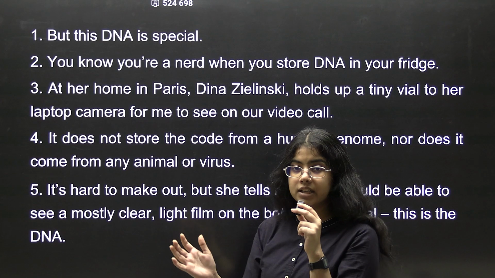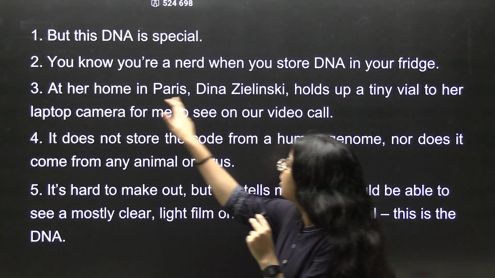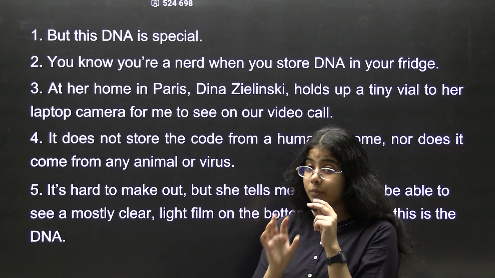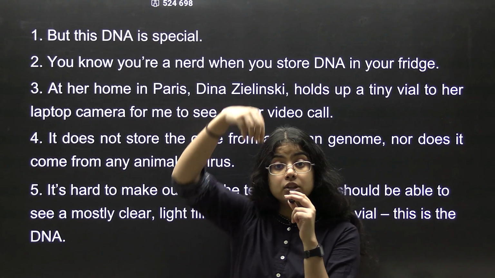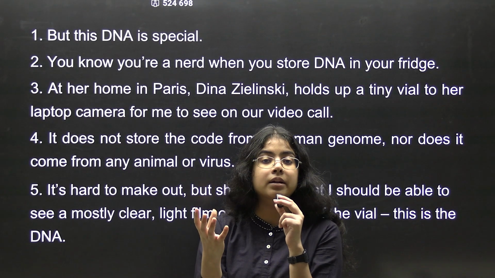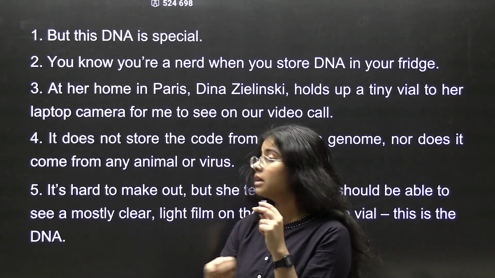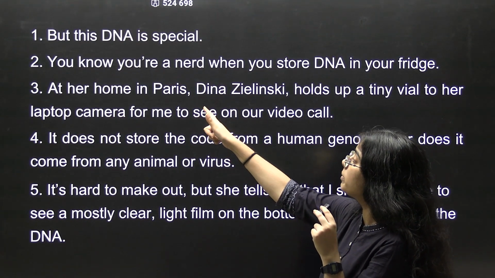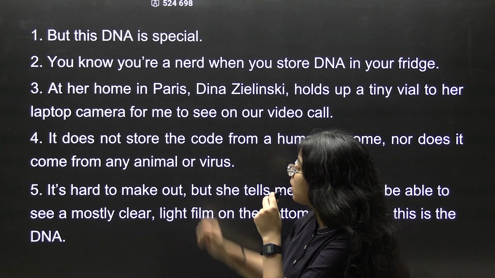Now, a lot of you can argue that 3 can also be an opener, because the name is given right here. But whenever you get stuck, always compare the statements and go from general to specific. Out of 2 and 3, which is the more general statement? 2 is more general compared to statement 3, so 2 will precede 3. Then comes 3: at her home in Paris, Dina holds up a tiny vial to a laptop camera.